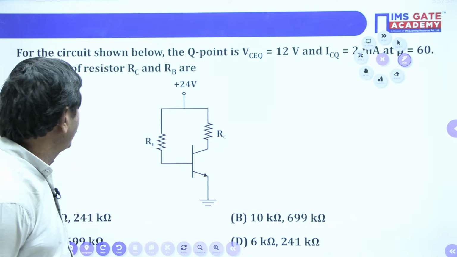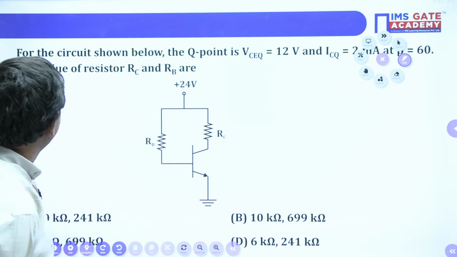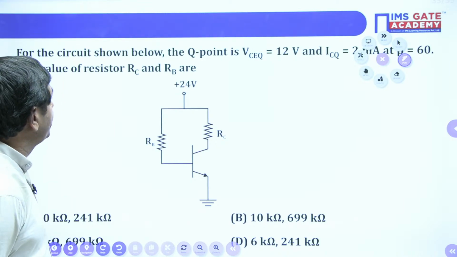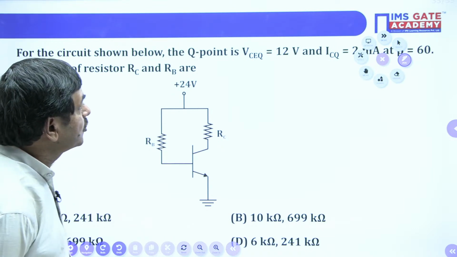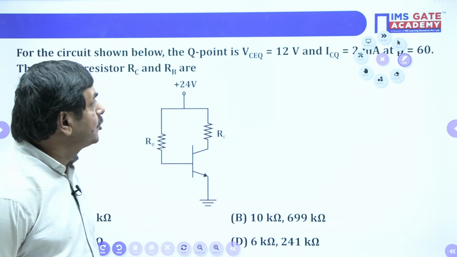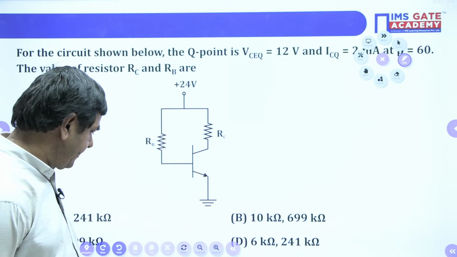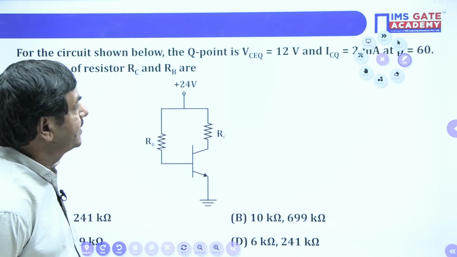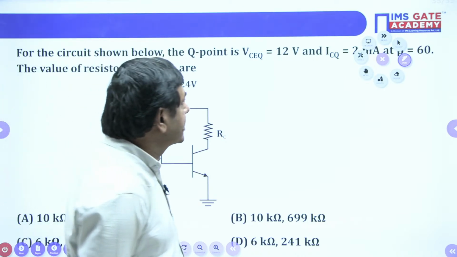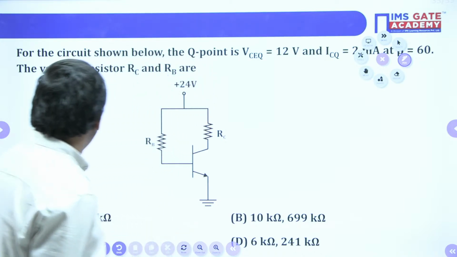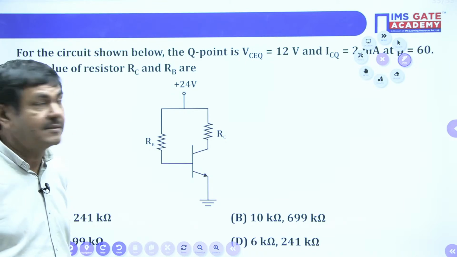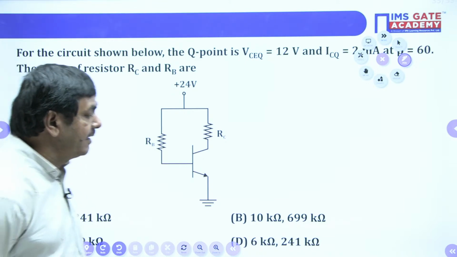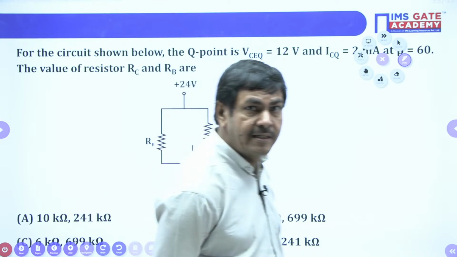Yes, I will do that now. What is given here? For the circuit shown below, the Q point is VCEQ equal to 12 volts, ICQ equal to 2 milliamperes, and beta is given as 60. It is asking to find the values of resistors RC and RB. These two values are required.